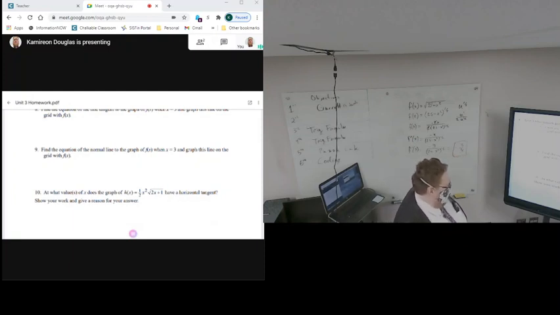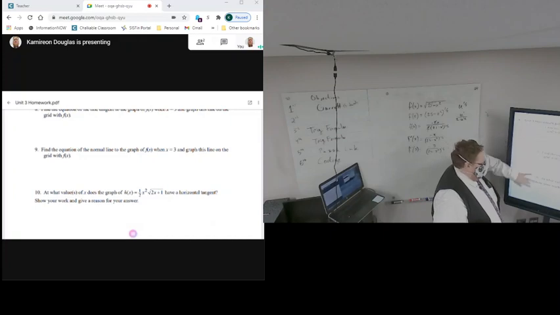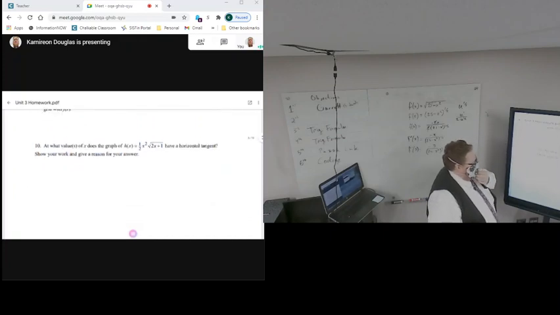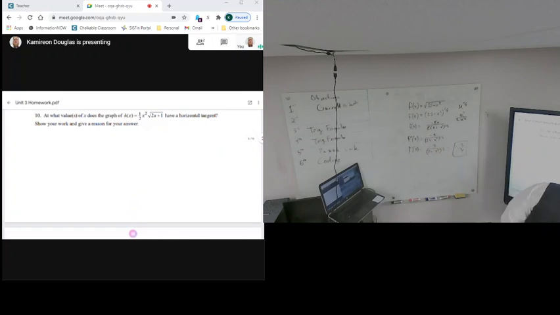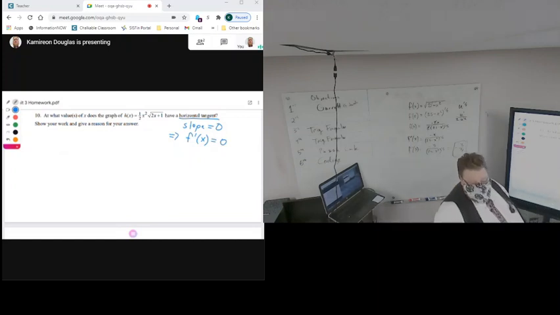Okay, and then 10 is separate. It's not a part of these 3. At what values of x does the graph of h of x is equal to 1/2 x squared square root of 2x plus 1 have a horizontal tangent? Show your work and give your reasoning. For this kind of problem, it's important to remember what this phrase means. Horizontal tangent, this means your slope is 0. And if your slope equals 0, that implies that f prime equals 0. So this is asking for where your critical values are.